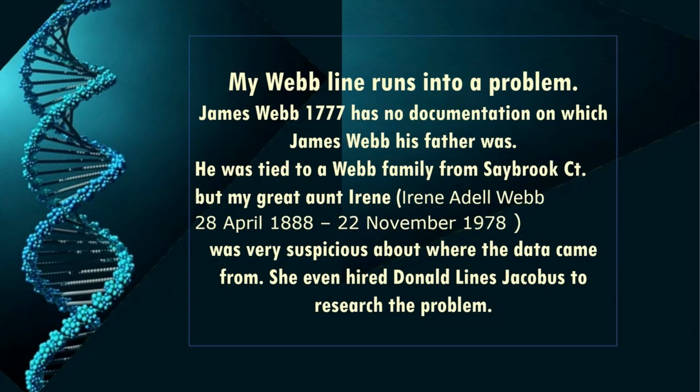My Webb line runs into a problem. James 1777 has no documentation on which James Webb his father was. All we know is he has a father, James Webb. He was tied to a Webb family from Saybrook, Connecticut, but my great-aunt Irene was very suspicious about where this data came from. She even hired Donald Lyons Jacobus to research the problem.